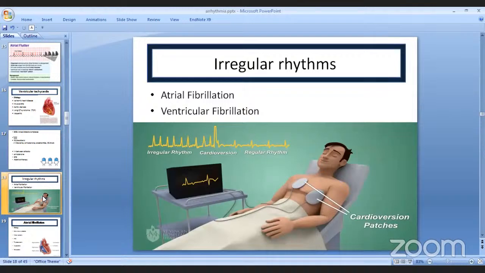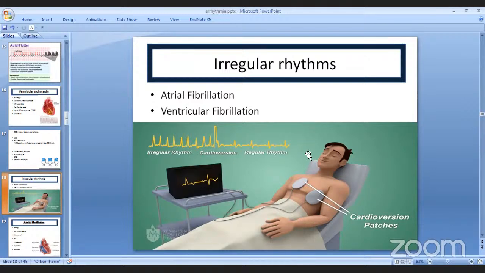Now let's talk about the irregular rhythms. We are done with the regular rhythms. Irregular means the heart is not conducting in its normal pattern, creating an irregular rhythm. The PQRST is not passing regularly the way it should. So the most important of these rhythms are atrial fibrillation and ventricular fibrillation. For irregular rhythms, just remember one thing, that is cardioversion, as I've shown in this picture.